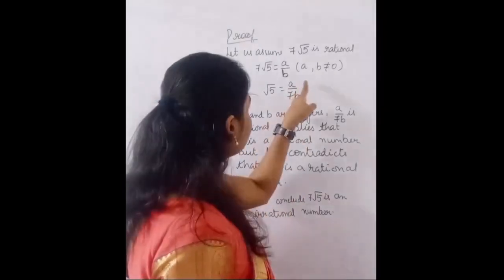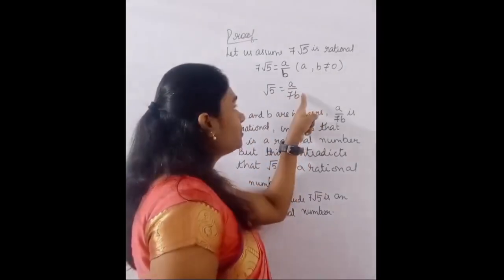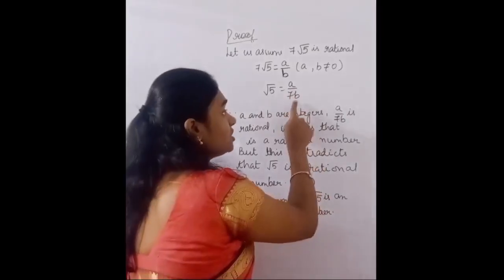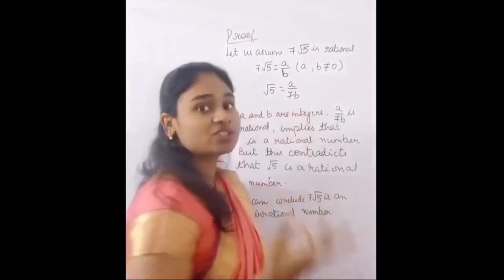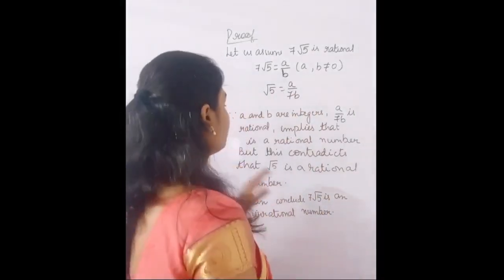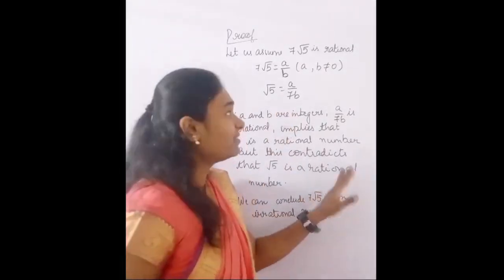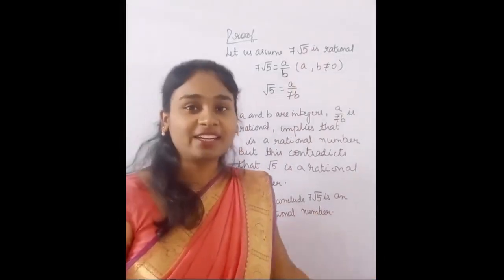Now here, if you could see, a and b are integers, which means that a by 7b is a rational number. And it says this rational number a by 7b is equal to root 5. But root 5 is an irrational number. Therefore, it contradicts the fact that root 5 is a rational number, and therefore we can conclude that 7 root 5 is an irrational number.